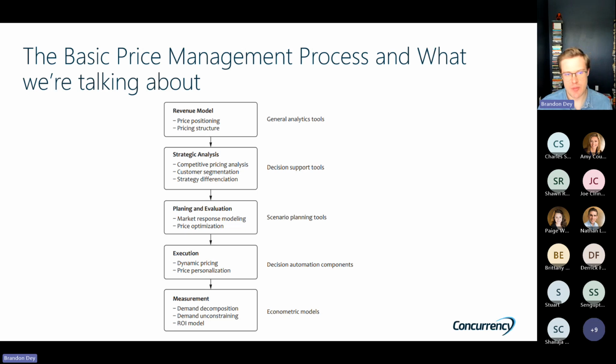Dynamic pricing is adjusting the price of a product based on market forces. Price personalization is about customizing price for a specific person, irrespective of those market forces. And then you've got measurement, which is a classic body of work that uses a lot of econometrics and some of the demand planning concepts that we talked about, demand decomposition, unconstrained demand, and so on.